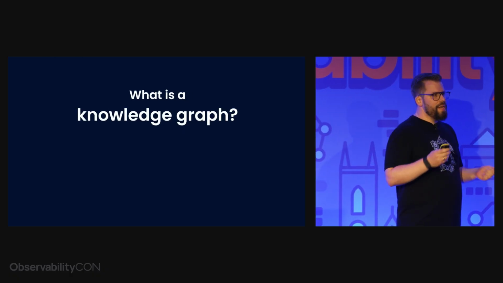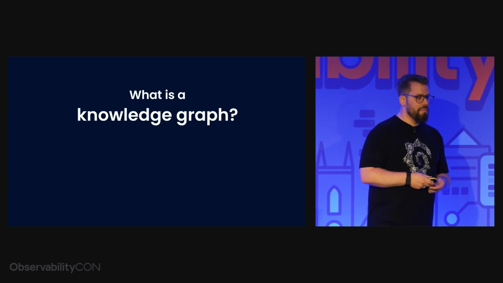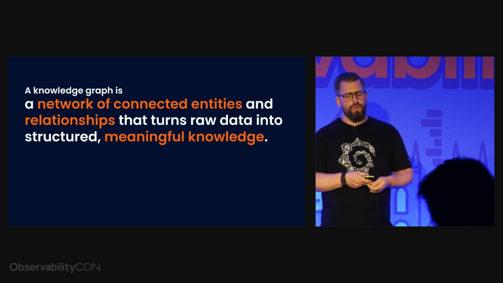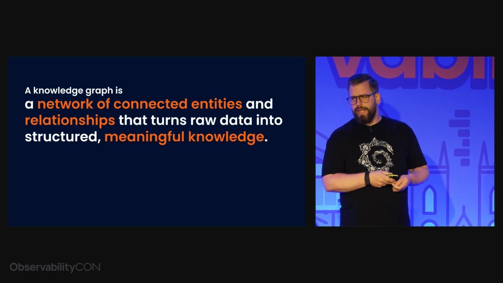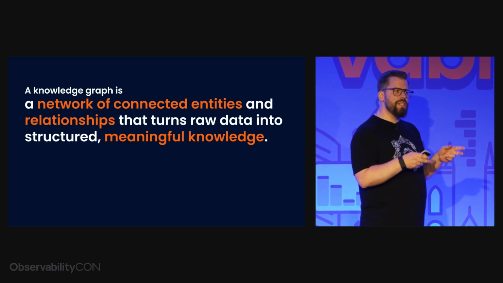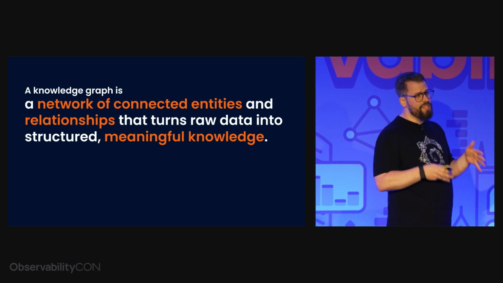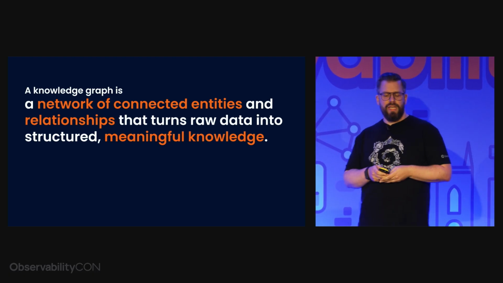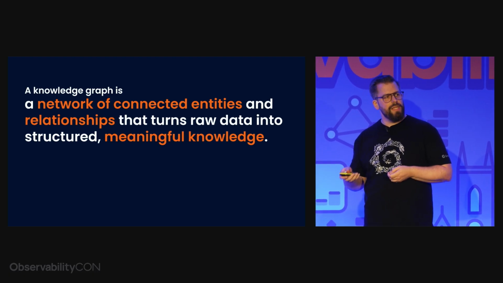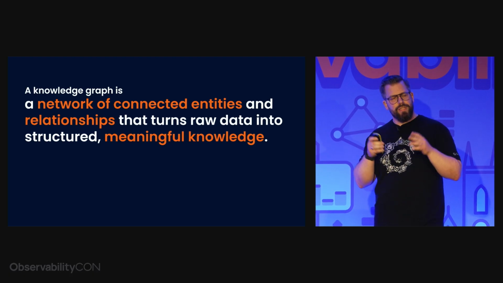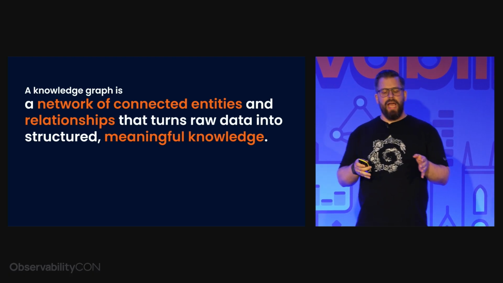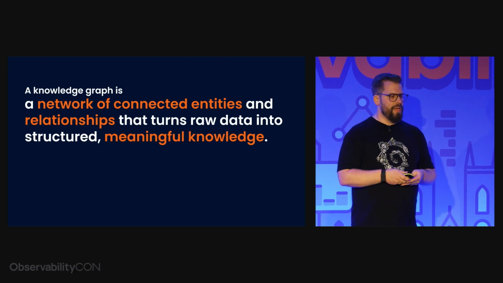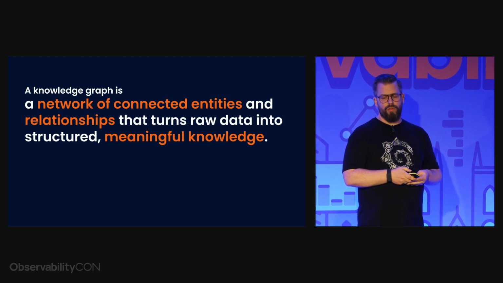But what is a Knowledge Graph even? Luckily, there is a definition, right? If you go by the book, then a Knowledge Graph is a network of connected entities and relationships that turns raw data into knowledge that is structured and meaningful. And that's exactly what the Knowledge Graph does, right? It takes the data that you send into Grafana Cloud and it transforms it into a graph and knowledge about health and performance to help you accelerate your workflows, help you solve your problems faster.